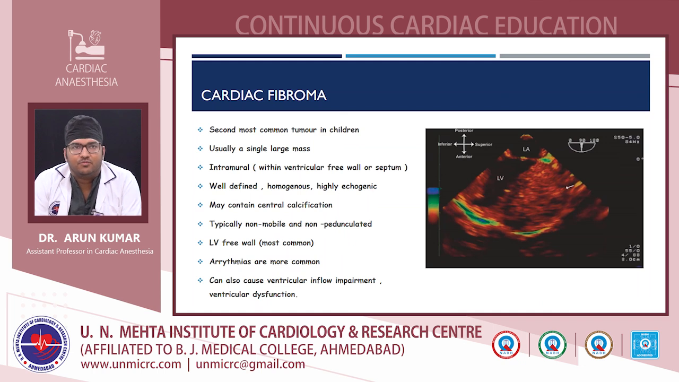So coming to the next tumor, fibroma. It is the second most common tumor in children, and usually a single large mass, usually intramural within the ventricular free wall or septum, and well defined, homogeneous, and highly echogenic. It may contain central calcification, and typically it is non-mobile and non-pedunculated, and the most common location is the LV free wall. Arrhythmias are more common, and it can also cause ventricular inflow impairment and ventricular dysfunction.